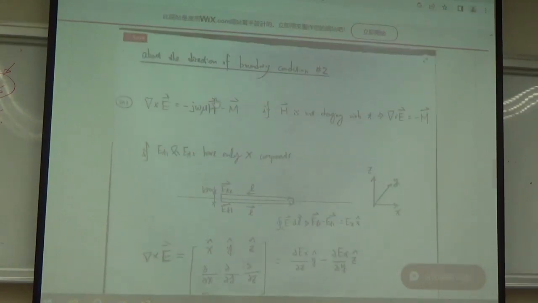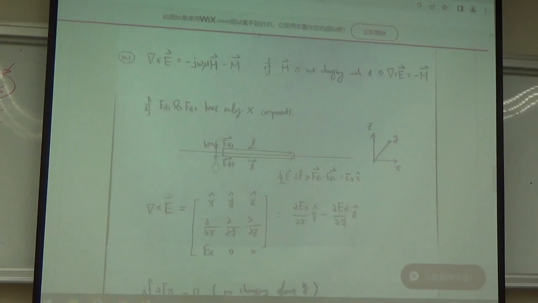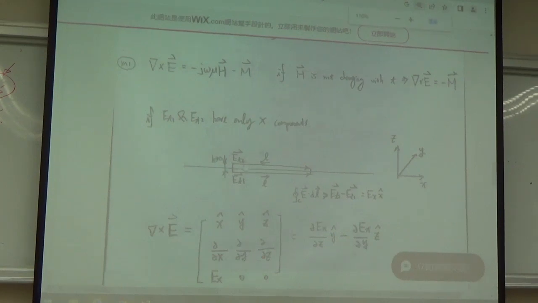About the direction of the boundary condition too, okay. I try to explain this, the same, can you do that? It's clear now, okay. I try to explain that, but I need to simplify the question.